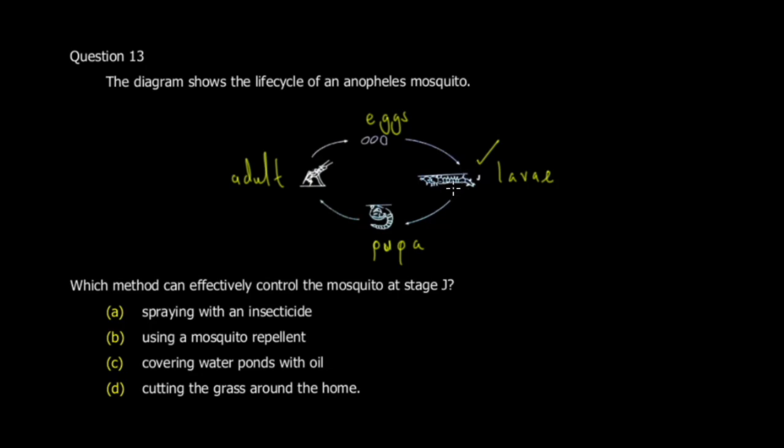So these reside in standing waters. Okay. So if you have anywhere where the water is not flowing, you find mosquito larvae. And what you do is you cover that with oil. When you cover that with oil, they don't have gills, so they will suffocate, and then they won't be able to reach the pupa stage. So the correct answer would be covering water ponds with oil.